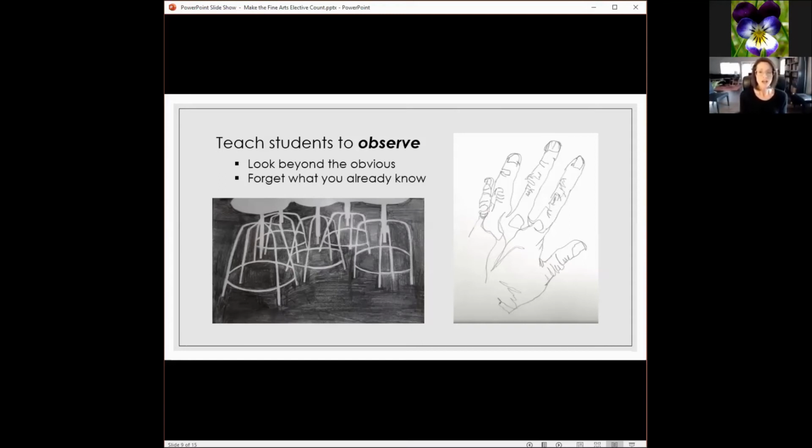We have them do some observational drawings that look very close up at every little wrinkle and line and crack and flake in their hands, and see that really up close. And what is there? Don't just think of a hand. What is in that? What are the lines and the shapes and the colors and the textures? So we teach them to observe.